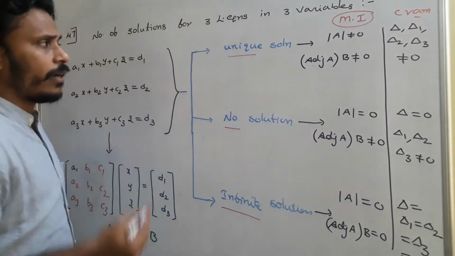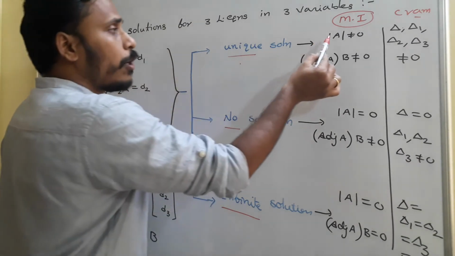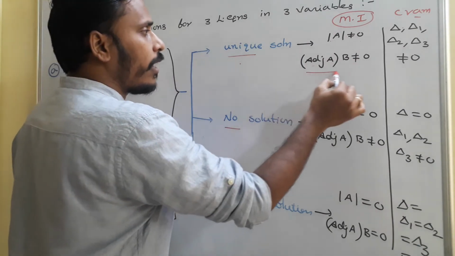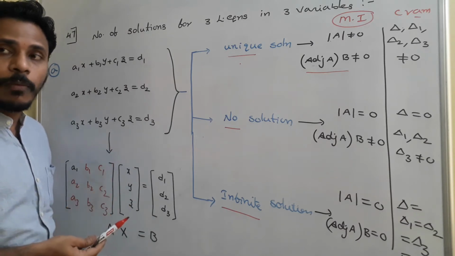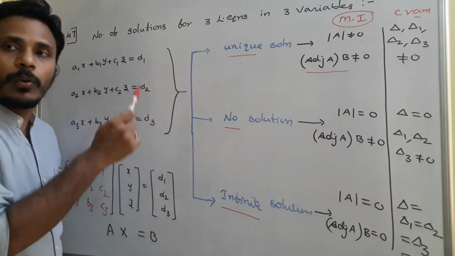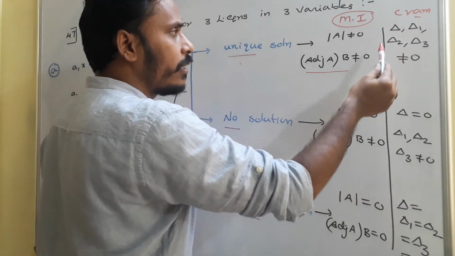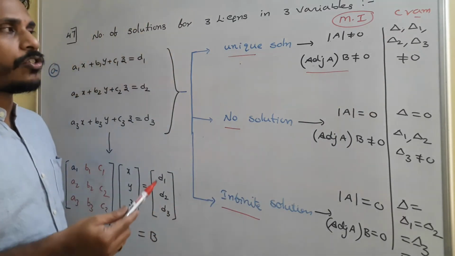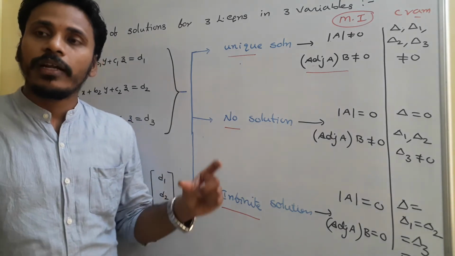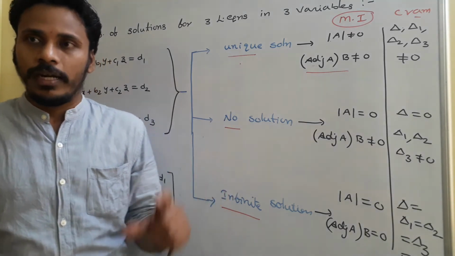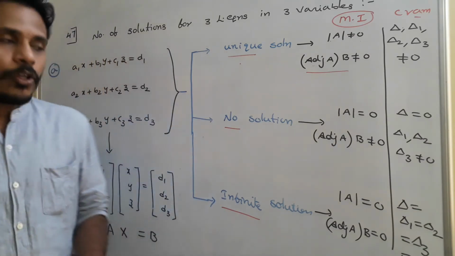If the system of equations has a unique solution, then determinant of A is not equal to 0 and the product adjoint A into B is also not equal to 0. Whereas on Cramer's method side, if the system of equations has a unique solution, then all four determinants, delta, delta 1, delta 2, delta 3, are non-zero. Already we discussed in Cramer's method the way of calculating the values delta, delta 1, delta 2, delta 3. If all four values are non-zero, then we say that the system has a unique solution.